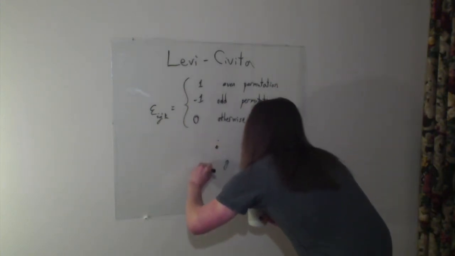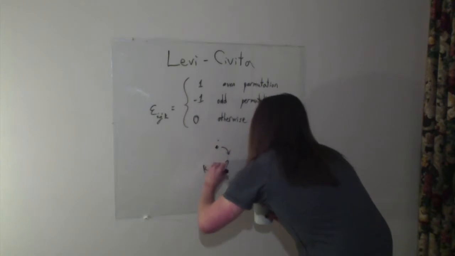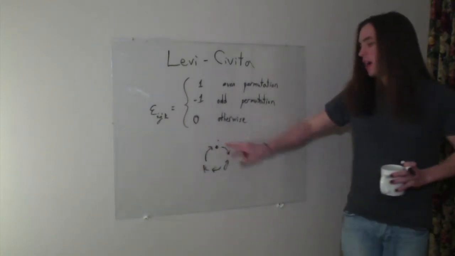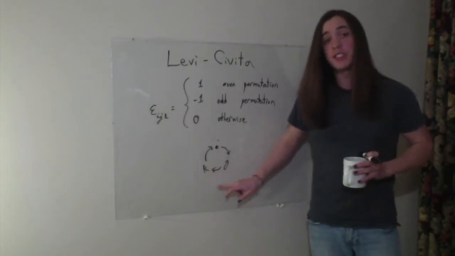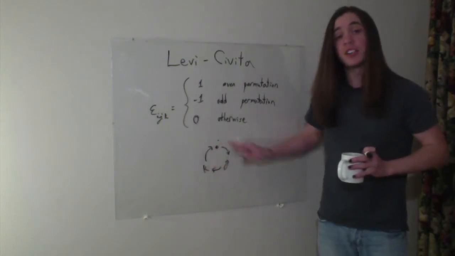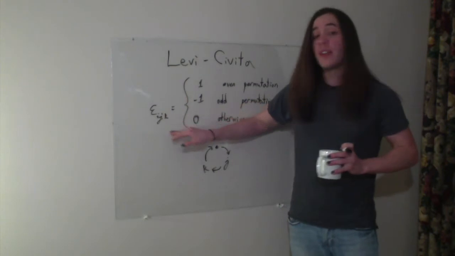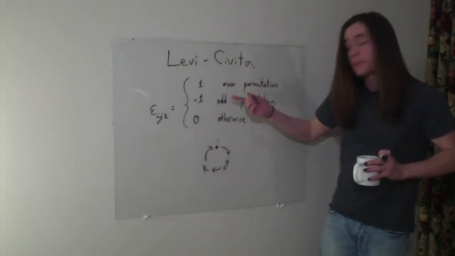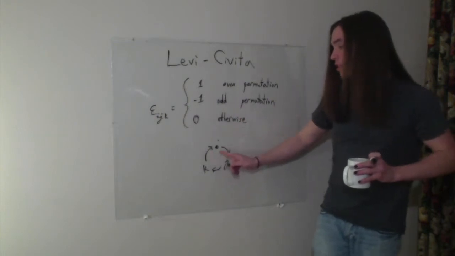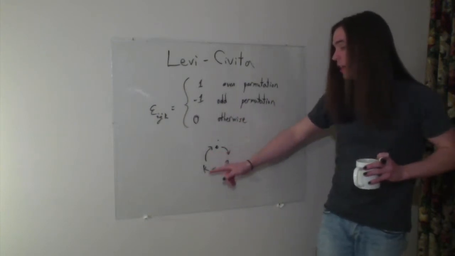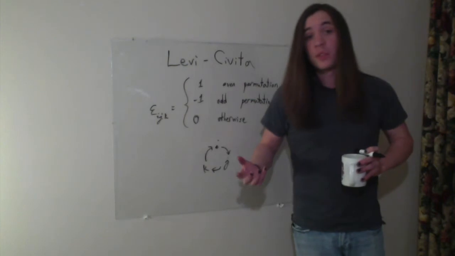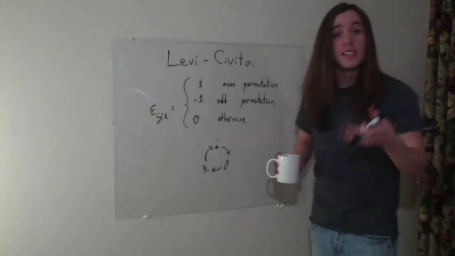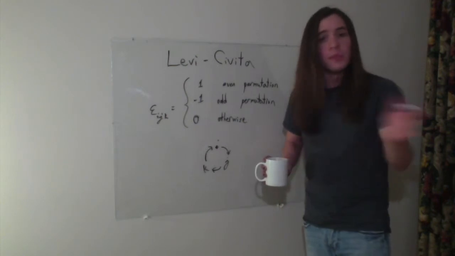So an even permutation would be, if you picture i, j, k as being in a circle, increasing in alphabetical order, so ijk, that would be an even permutation. So would jki, and kij. If these indices are in that order, positively increasing about this circle, it's positive 1. If these indices go backwards, such as ikj, jik, or kji, it's minus 1. If any of these indices are repeated in any way, like if you had epsilon sub iij, the tensor would be 0.